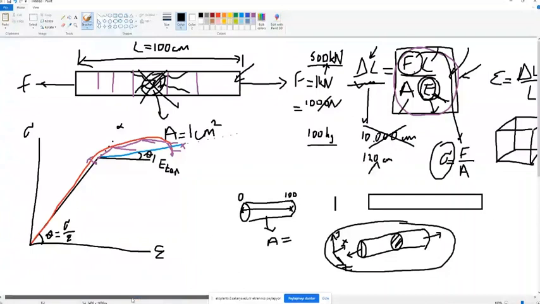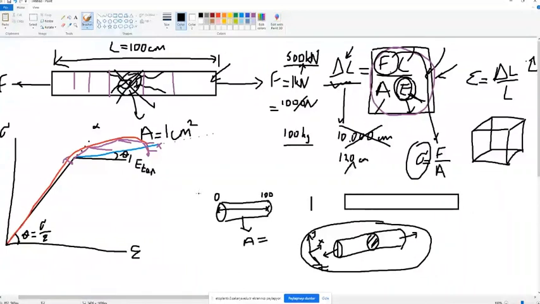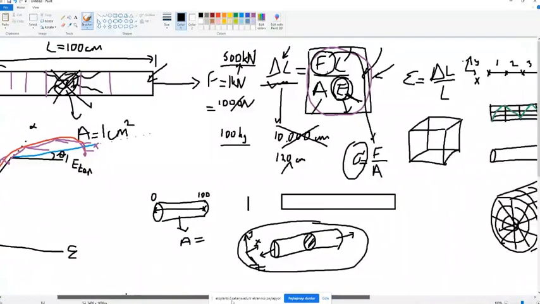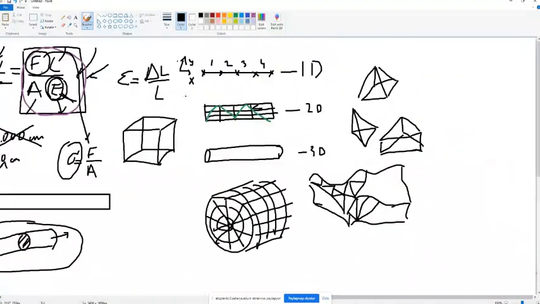Yes, let me continue with an approximation. If you remember the tensile test, let me draw it again.